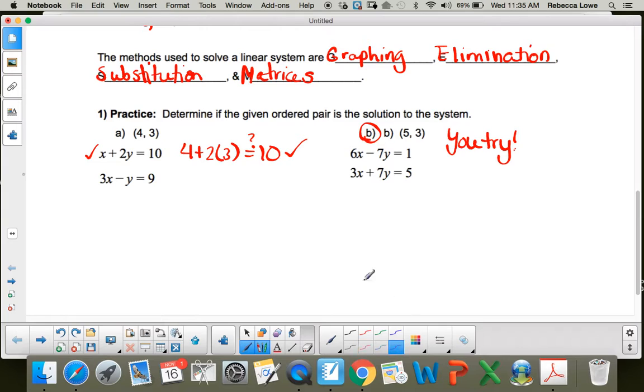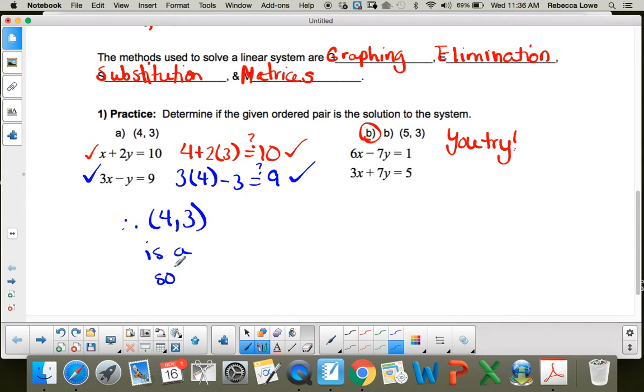In order for it to be a solution, it has to be a point on both of the lines. So I have to substitute in for the blue one as well. So 3 times 4 minus 3, is that equal to 9? That's 12 minus 3. It is. So therefore, 4, 3 is a solution. Now, that doesn't tell us if it's the only solution. It just tells us it's a possible solution. So you're going to try B. You should come in next class with this done. This must be done. That's part of the expectation as you finish B.